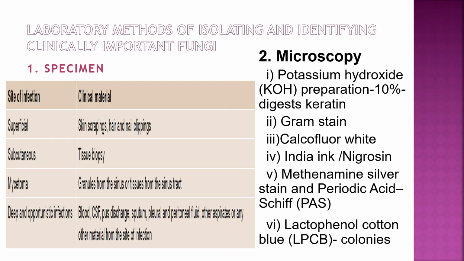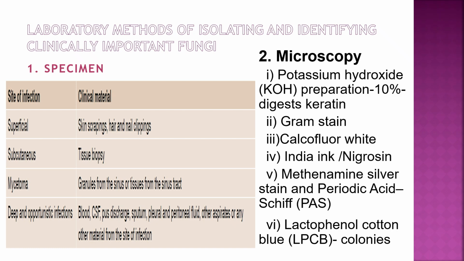First is specimen collection, according to the site. Superficial infections: skin scraping, hair plucked from the root, and nail clippings. Subcutaneous: tissue biopsy; mycetoma, granules from the infection or sinus tract. Deep and opportunistic infections: blood, CSF, pus discharge, sputum, and other body fluids and aspirations.